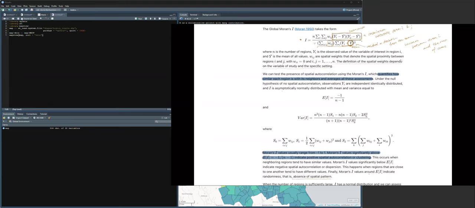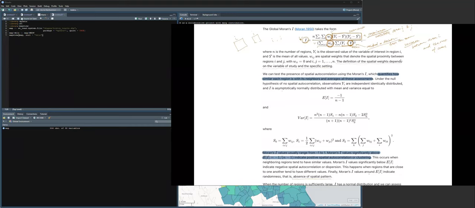And then the numerator is the covariance between areas i and j, because the Lorentz index is a degree of correlation between specific areas i and j. So there is an area i and there is an area j, and we can measure the degree of neighborliness, or degree of proximity, as measured by the weighted matrix W. Then we can calculate the covariance and the overall variances, and that is a relative and standardized value of the I. That's where it comes from.